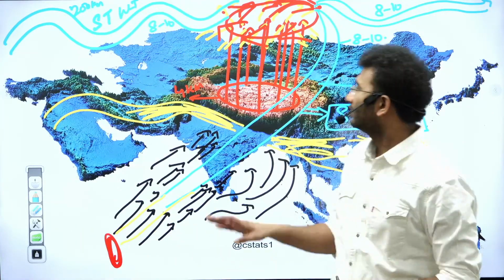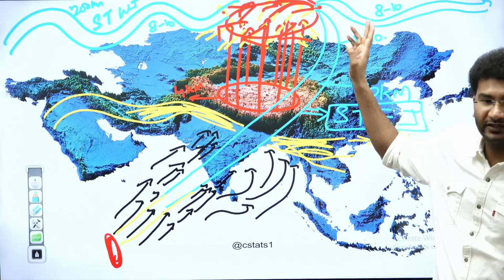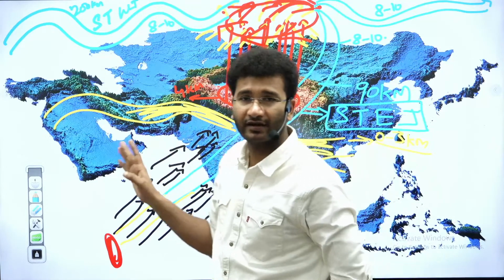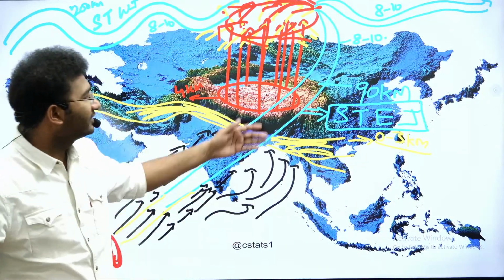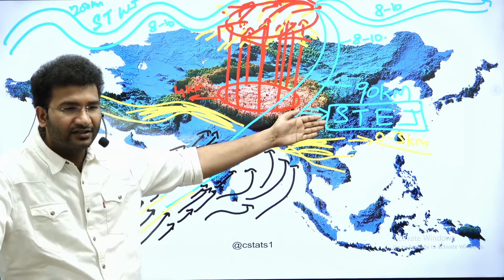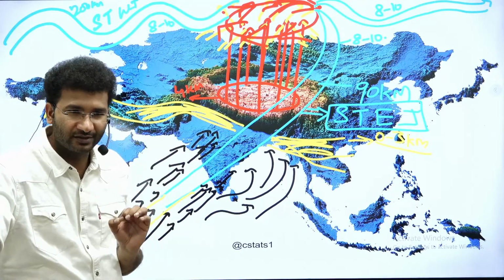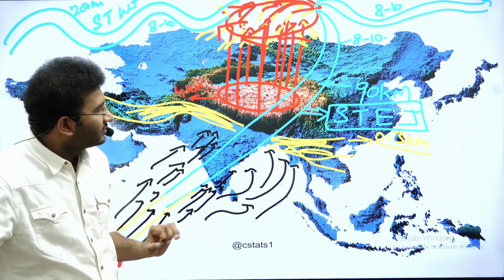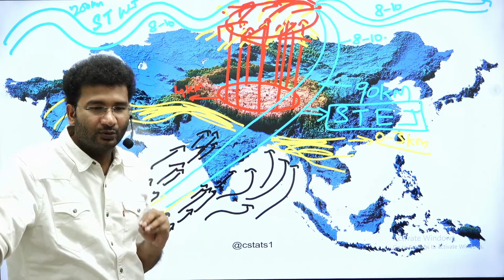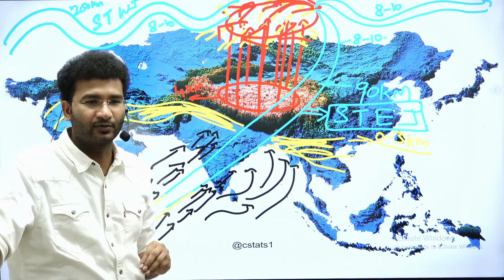Now, what is the name of this jet stream? The name of the jet stream is subtropical easterly jet stream. The subtropical westerly jet stream has turned into the subtropical easterly jet stream. This is the major role of the jet stream. So the stronger this jet stream is, the better monsoon you will get.